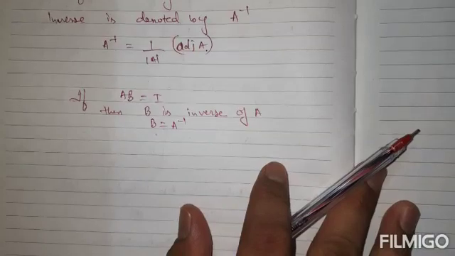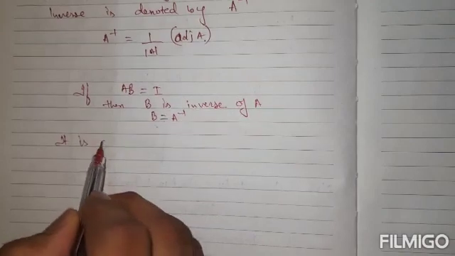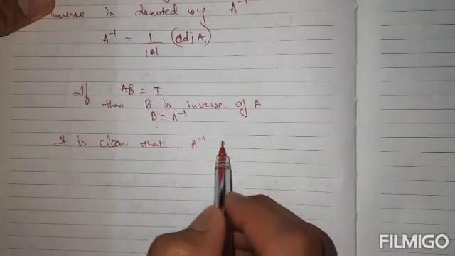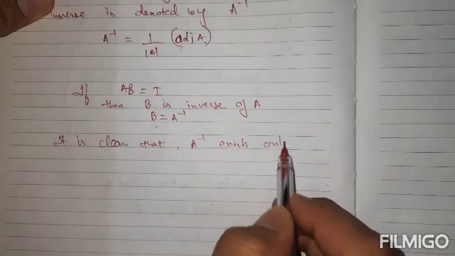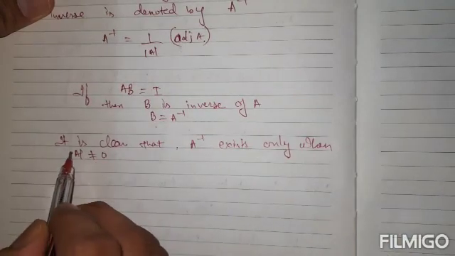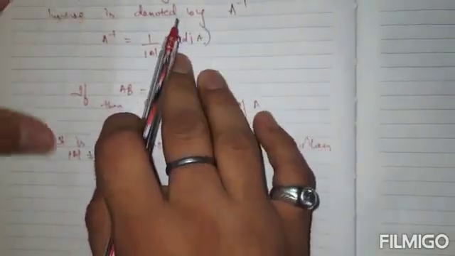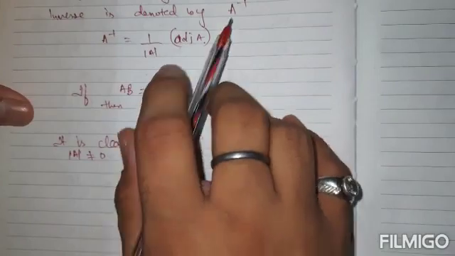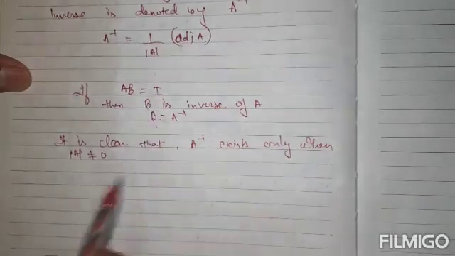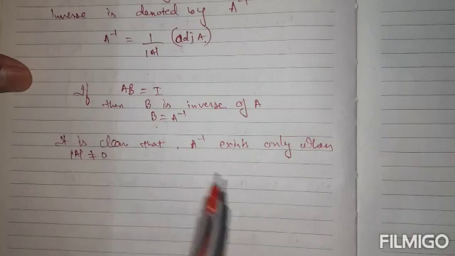That's all about inverse. And now from this formula it is clear that A inverse exists only when mod A is not equal to 0. See students, if mod A becomes 0, then definitely A inverse will not exist, because the elements cannot be divided by 0. So it is clear that A inverse exists only when mod A is not equal to 0.